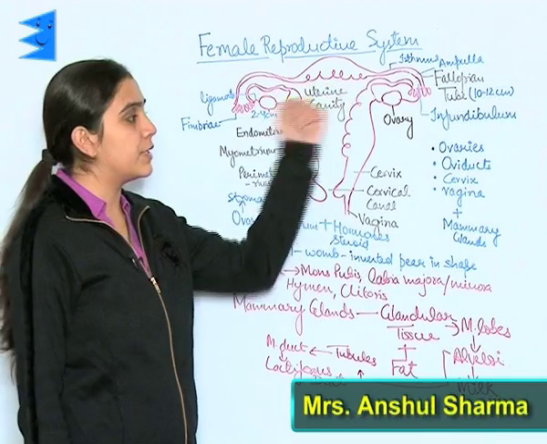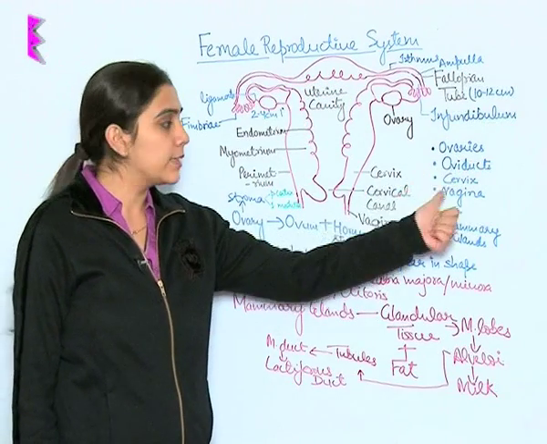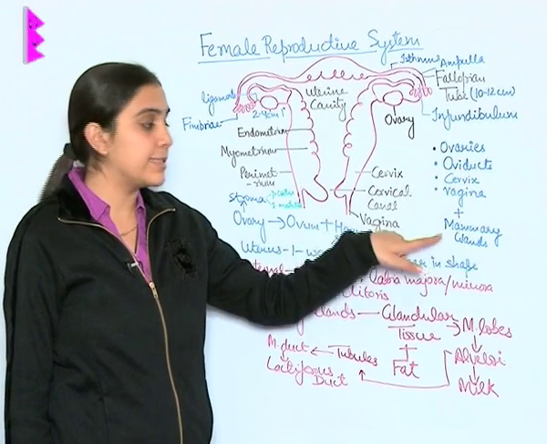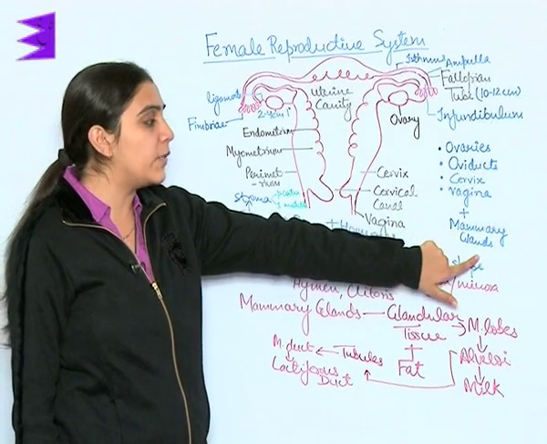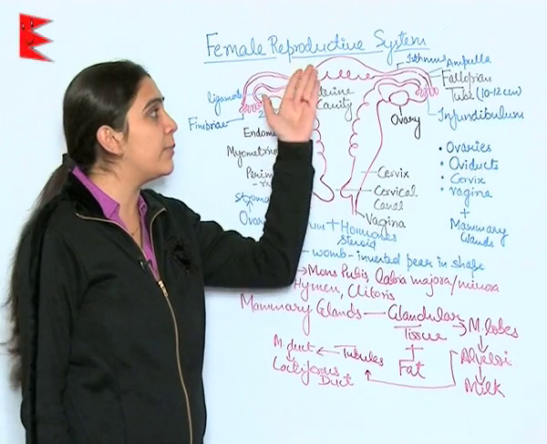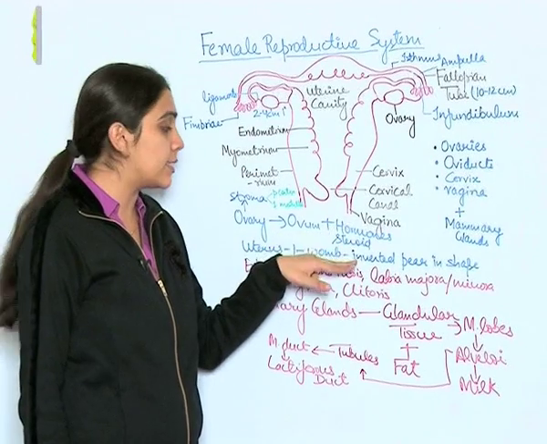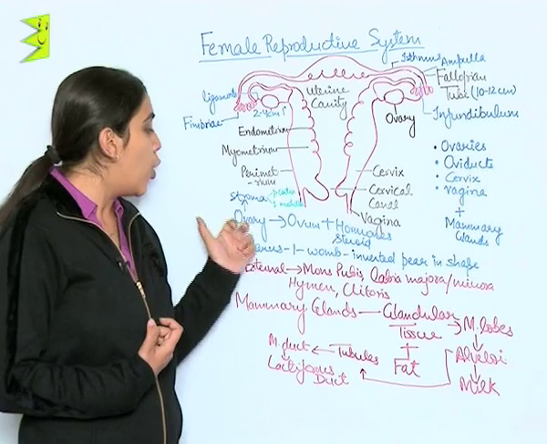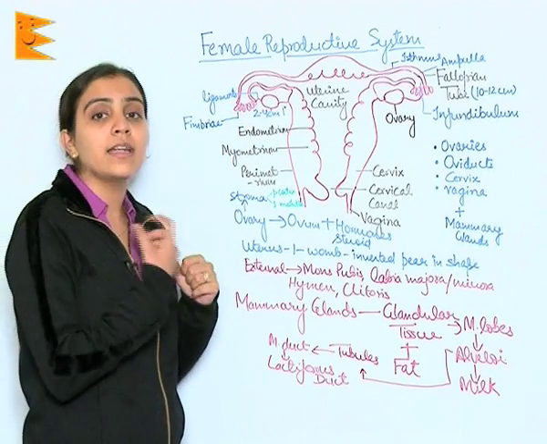Female reproductive system. The female reproductive system constitutes ovaries, oviducts, cervix and vagina, as well as a secondary female reproductive organ, which is the mammary glands. Now, ovaries are the primary female reproductive organs which give us ovum, and certain steroidal hormones are also produced by ovaries. Ovaries are 2 in number, 2 to 4 centimeter in size, and are attached to the uterus with the help of ligaments.